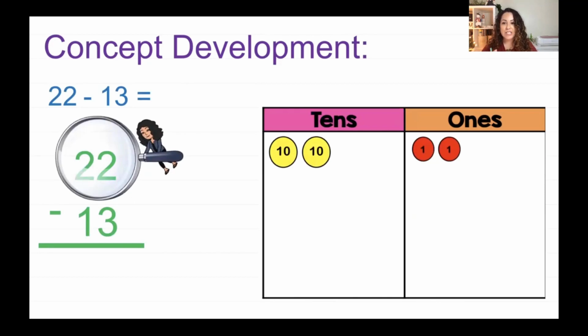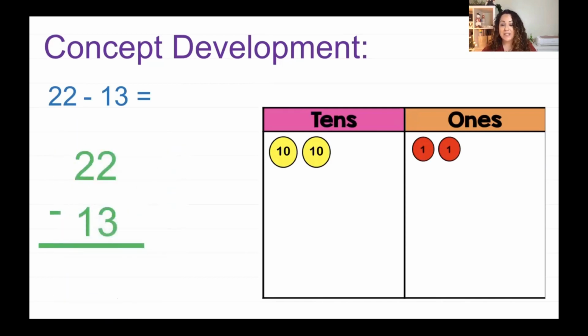And I have 22, and I'm going to look at my 2 in my ones place and look at the number below it. Is the number below it greater or less than? Well, a 3 is greater than a 2. So what that means is when I'm working on this problem, I am going to have to unbundle a 10, but that's okay. I can show you what that looks like.